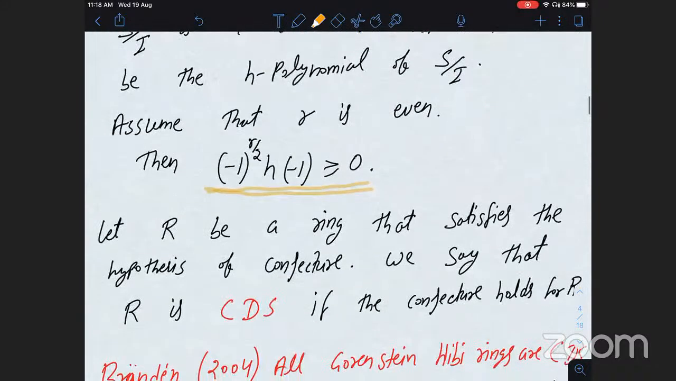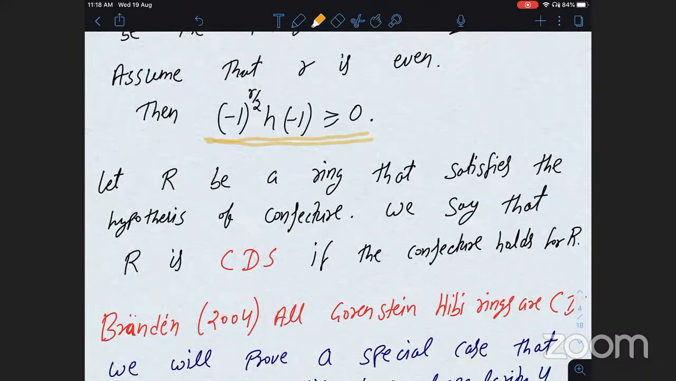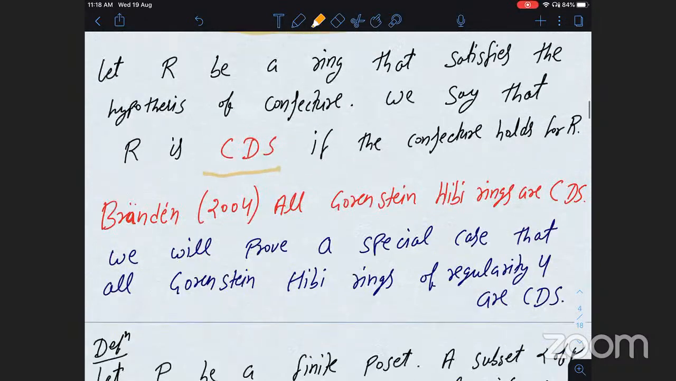Now let R be a ring that satisfies the hypothesis of the conjecture. We say that R is Charney-Davis-Stanley, or in short CDS, if the conjecture holds for R. In 2004, Brenti proved that all Gorenstein Hibi rings are Charney-Davis-Stanley, or CDS. So we'll prove a special case: that all Gorenstein Hibi rings of regularity 4 are Charney-Davis-Stanley.